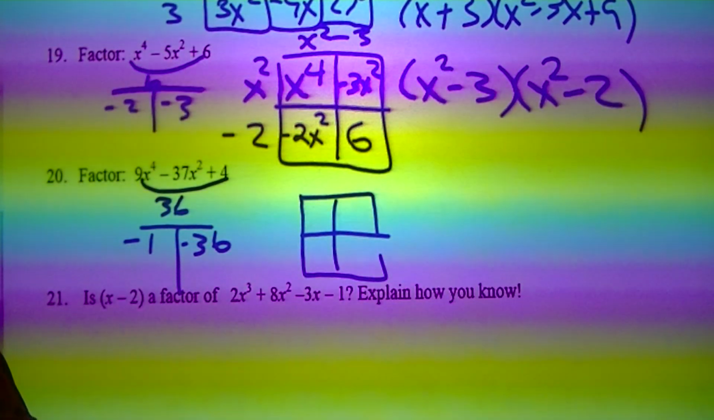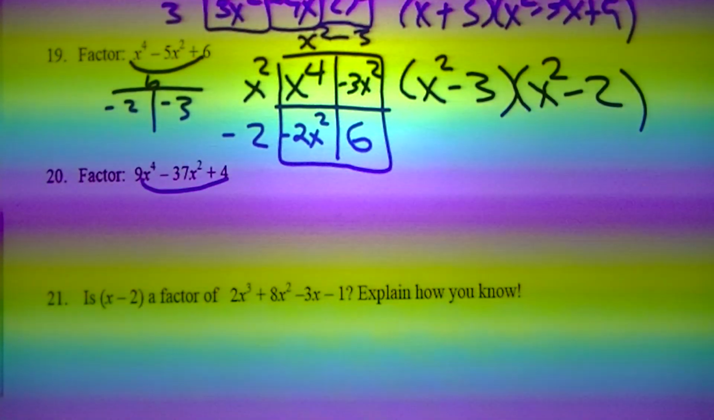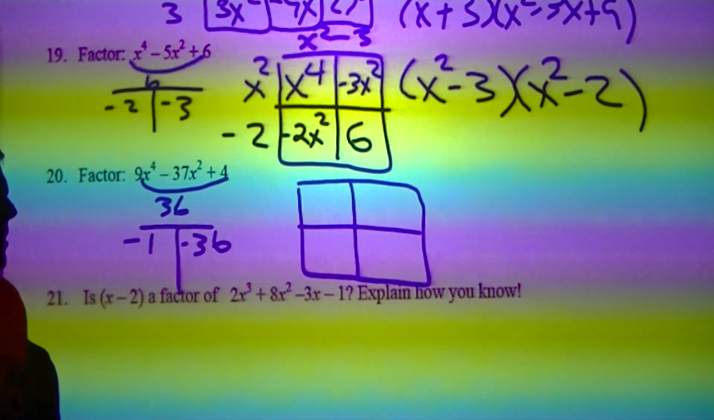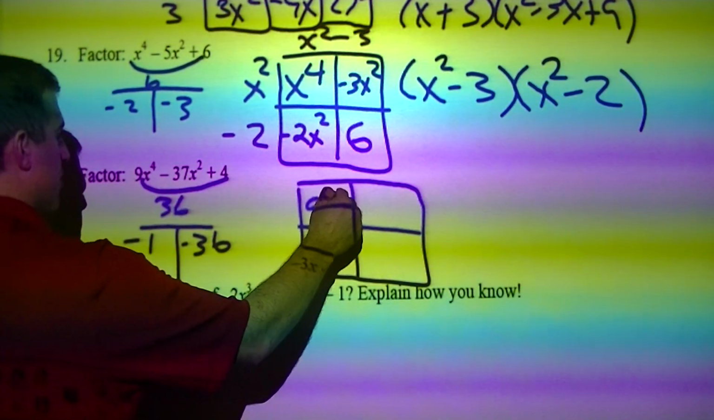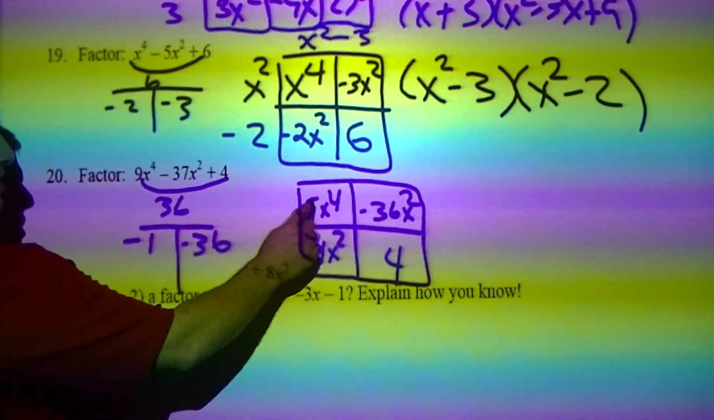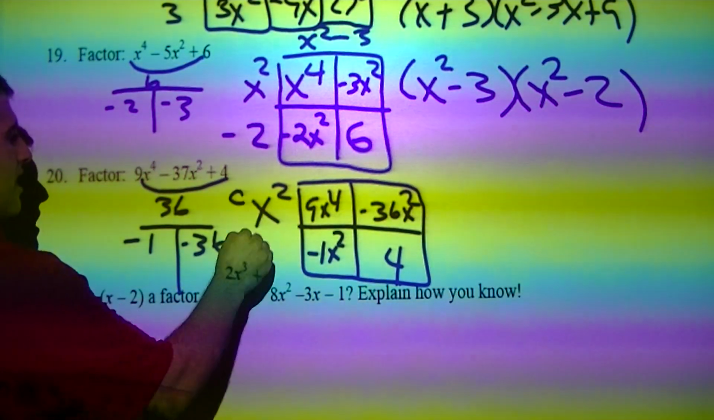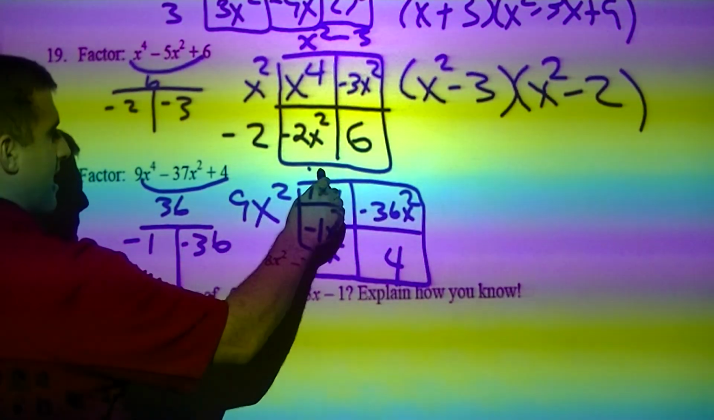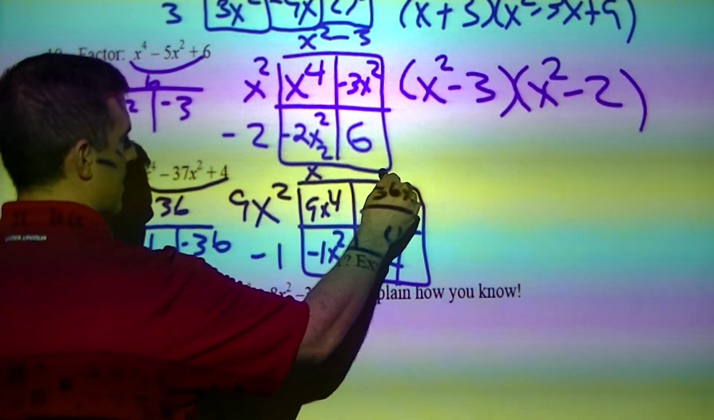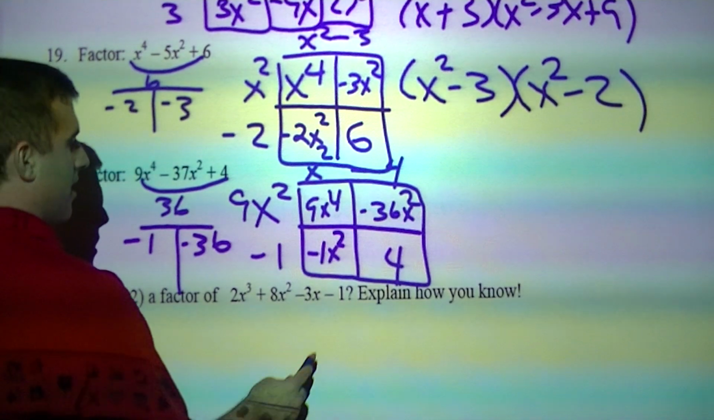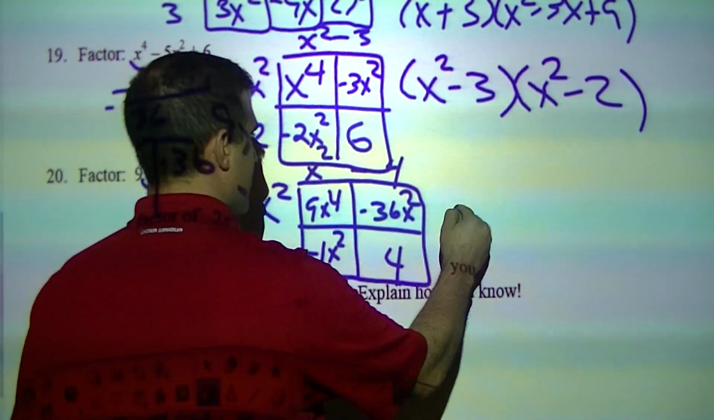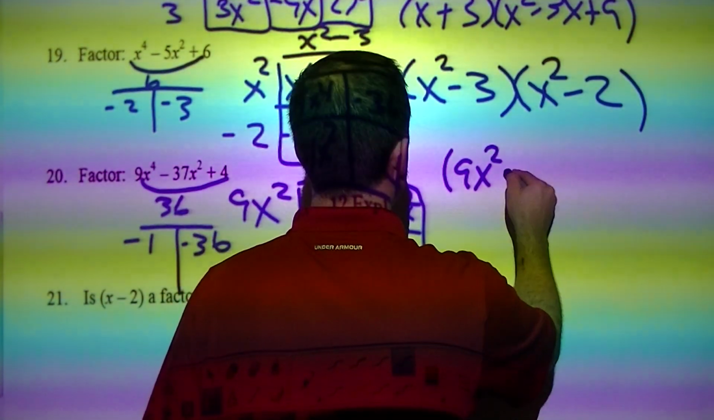Okay, let me make that box a little bit bigger. Okay, so what I'm going to have is 9x to the 4th minus 1x squared minus 36x squared, and I got 4. All right, GCF out of this is 9x squared. Now, that's got to be x squared here, which leads to this being negative 1. You could have done a GCF there as well. That's got to be negative 4, which would all give me positive 4 there.